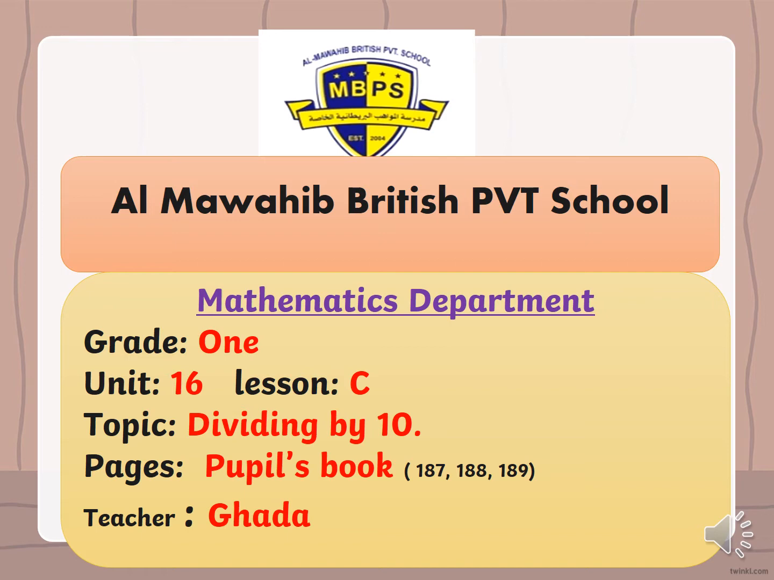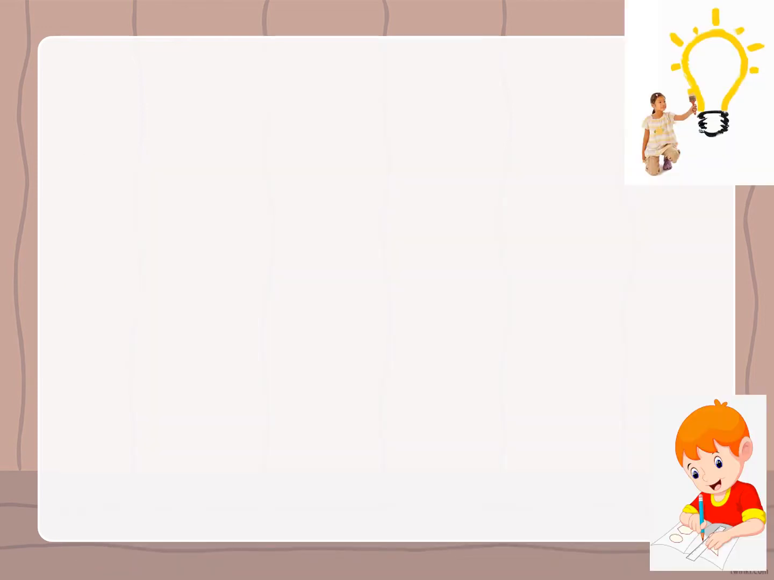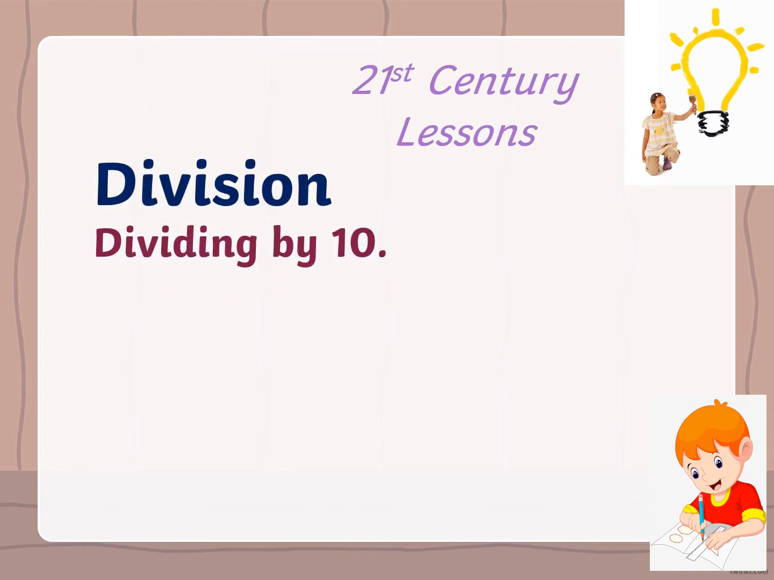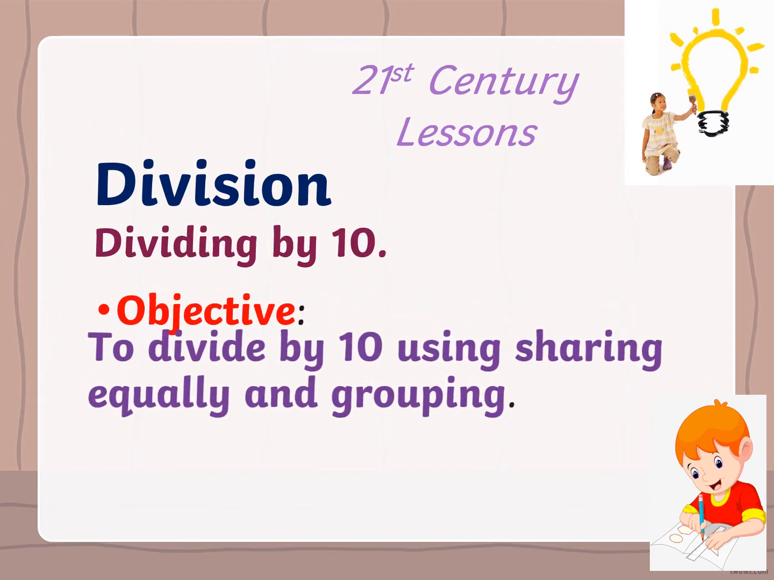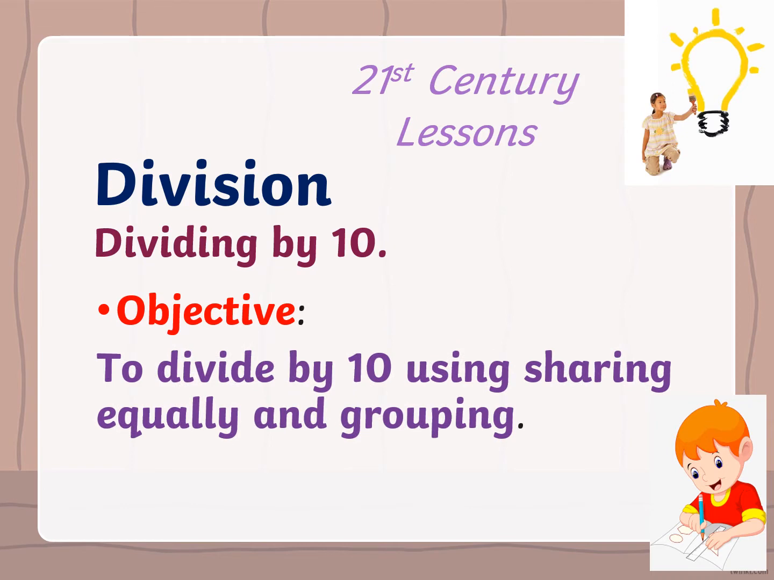Today we are going to complete Unit 16, Lesson C. Our topic is about dividing by 10, and you can follow this topic in your pupils book pages 187, 188, and 189. In the previous lesson, we learned how to divide by 5. And today, we are going to divide by 10. Let's read our objective for today. Today, we are going to divide by 10 using sharing equally and grouping.